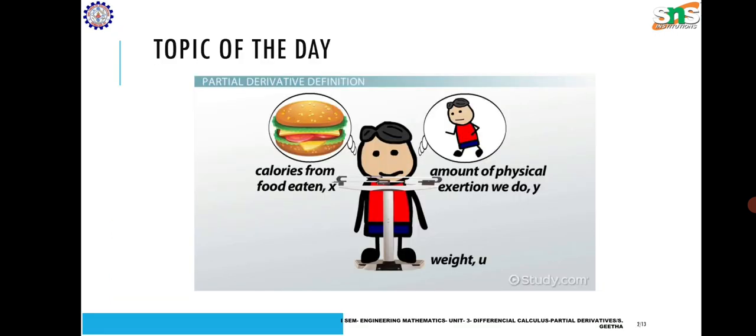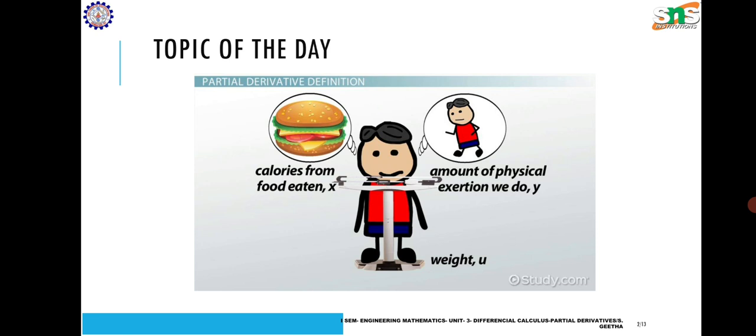In this session, we are going to discuss partial derivatives. Before entering into partial derivatives, we must know what a derivative is. A derivative is nothing but the rate of change of one variable with respect to another variable. We have two types of derivatives: one is the ordinary derivative, and another one is the partial derivative.